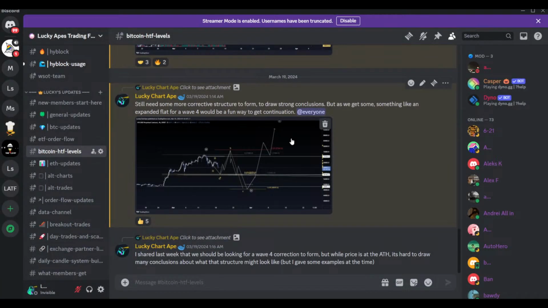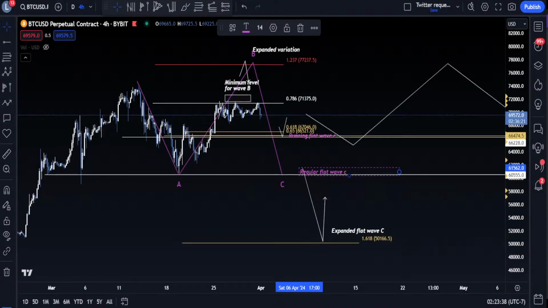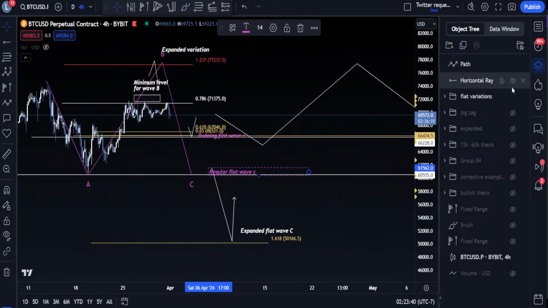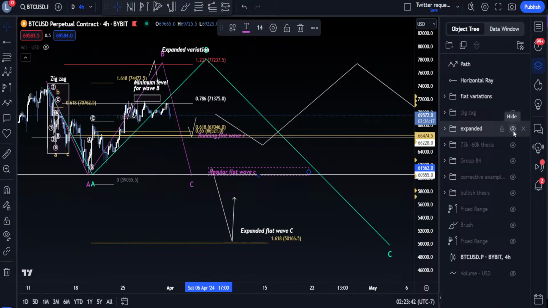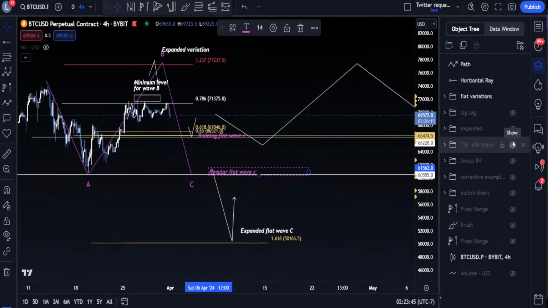And some of that new data we've gotten over the last few days. But the idea would be that we are in the midst of forming our wave 4 retracement that could go deeper, but we're going to look at some variations of a flat. All right, so first we're going to go to these expanded flat ideas.